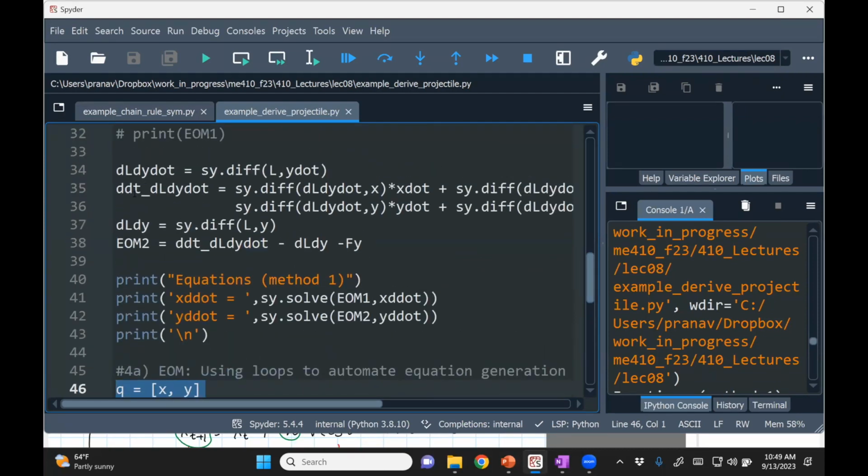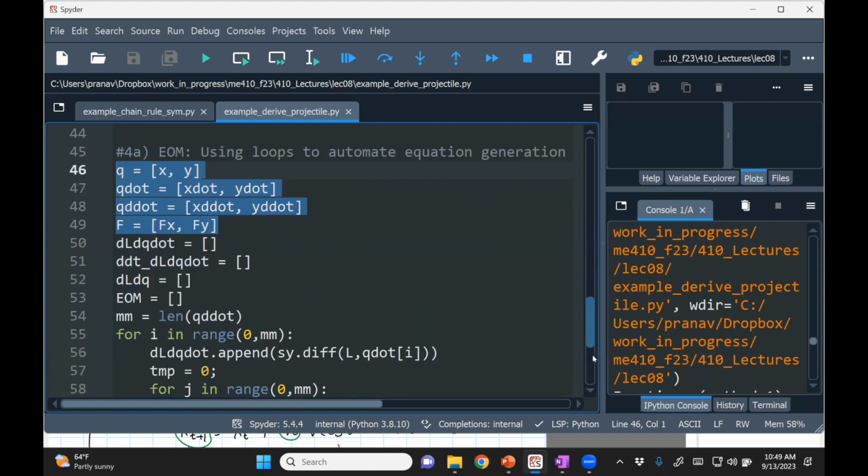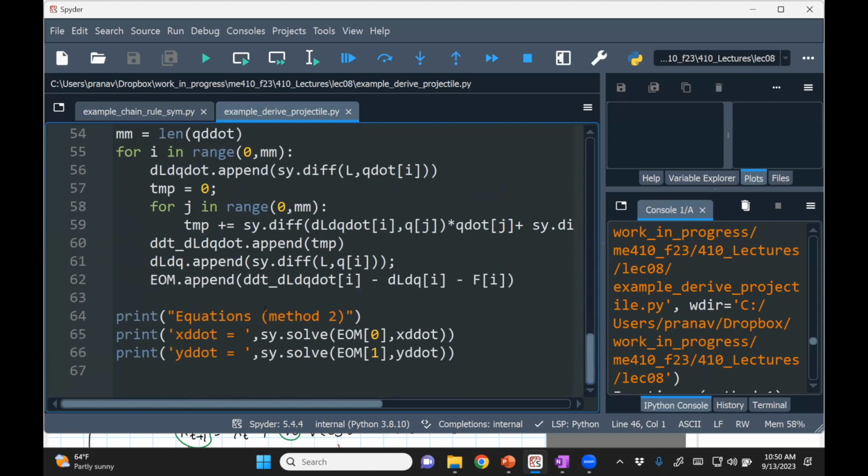That way, I really don't need to write dL dy dot, d dt of dL dy dot. That doesn't really appear here, but it's done by this for loop. You don't have to think too much about how the for loop is generated. If you're interested, you're more than welcome, but it basically does all the calculations for you.